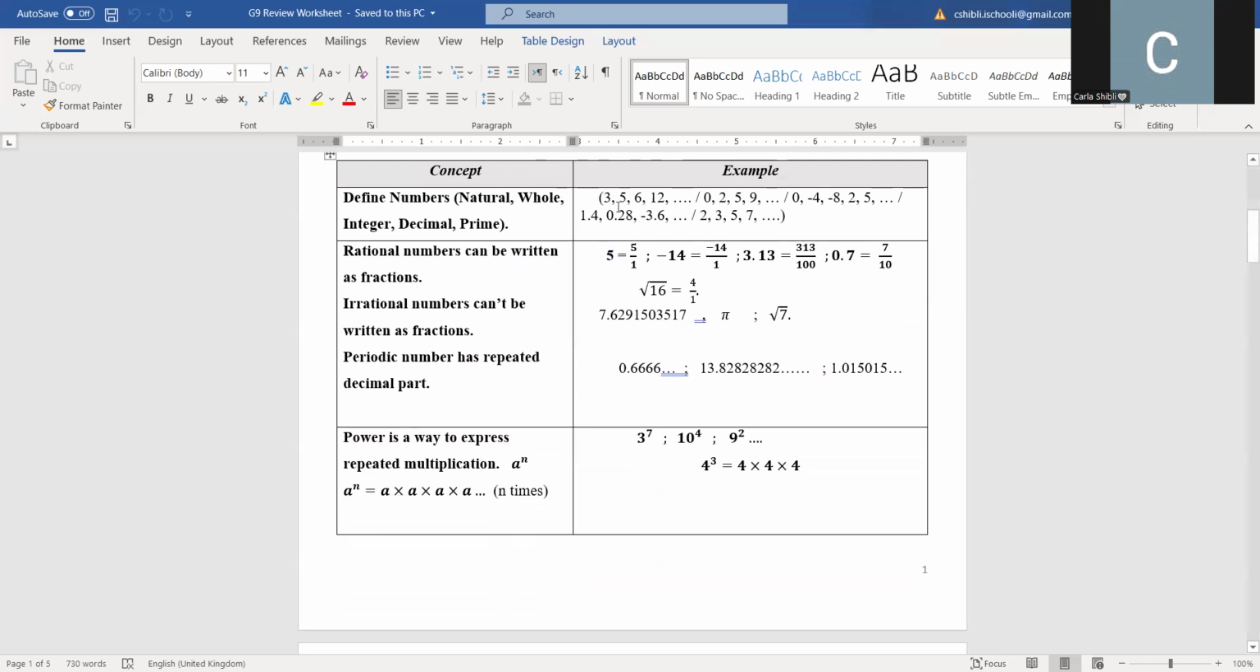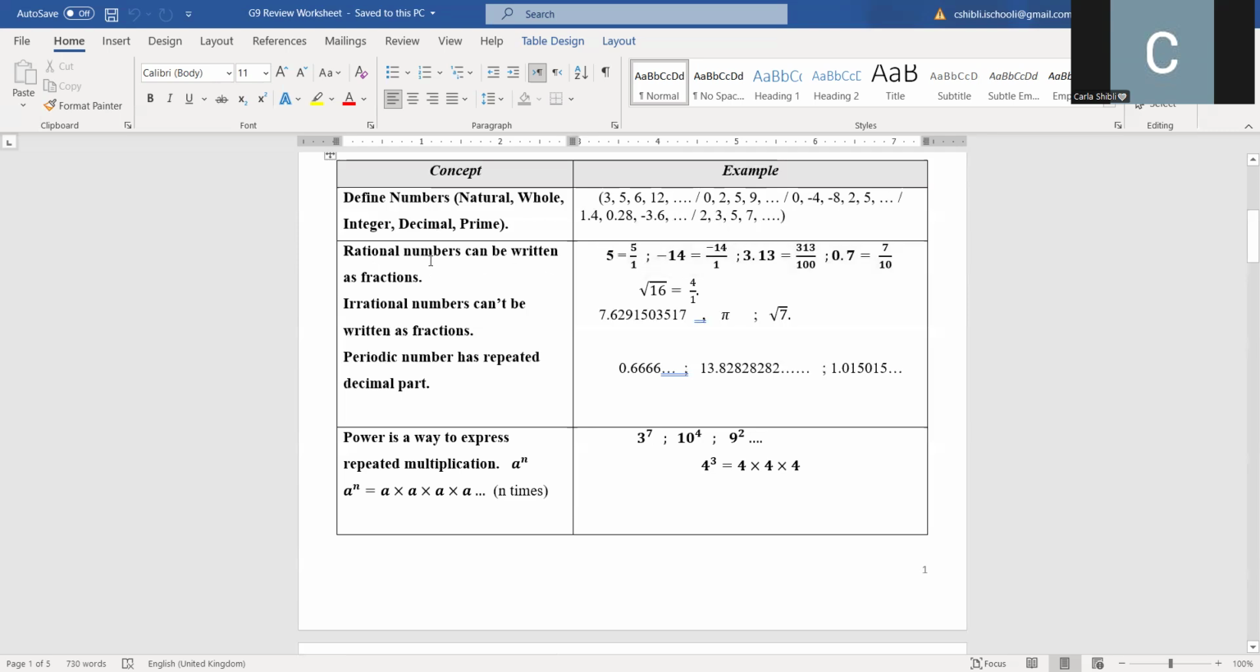Of course, natural numbers are the positive numbers from 1 until all the positive numbers end. A whole number starts from 0 and all the positive numbers. Integers are 0, positive numbers, and negative numbers. Decimal numbers are the numbers having a decimal point in between. They can be positive or negative. Prime numbers are the numbers that are divisible only by 1 and themselves: 2, 3, 5, 7, etc.